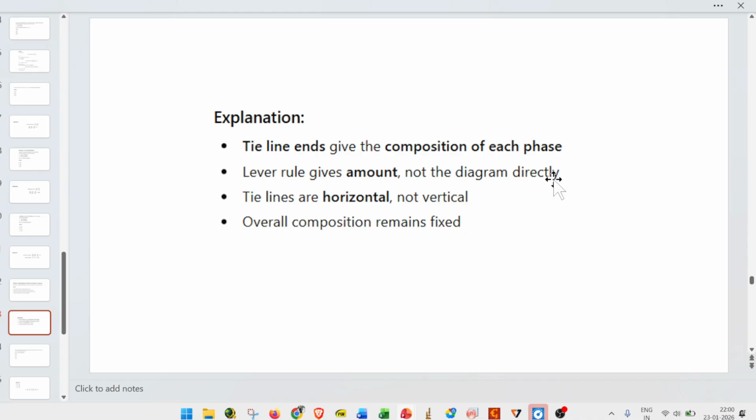So the answer is that the tie line ends give the composition of each phase. The lever rule gives the amount, not the diagram directly. The tie lines are horizontal, not vertical, and the overall composition remains fixed.